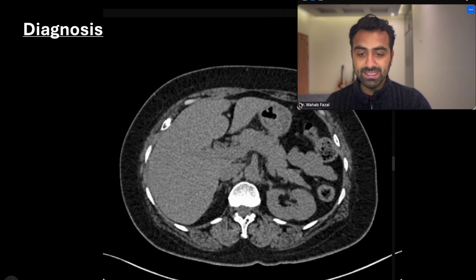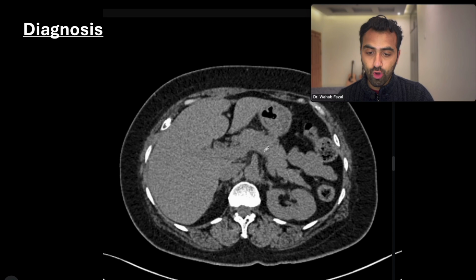So this is how a CT of a normal pancreas should look. This is the normal pancreas. Remember, we are looking at an axial section. You're like standing at the patient's foot end. This is the patient's left side. This is the patient's right side.